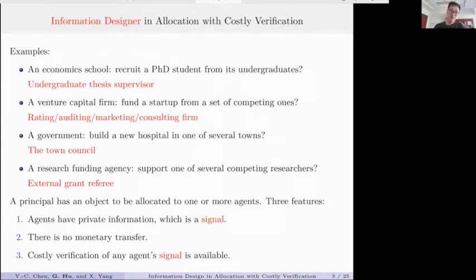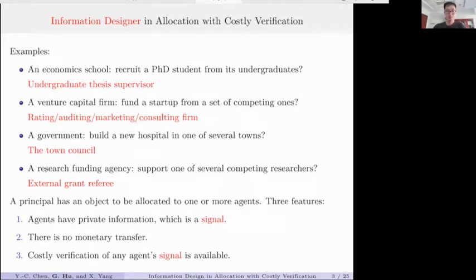And the second feature, there's no monetary transfer. This one is not affected by information design. And the third one, costly verification of any agent's signal is available. So when the principal pays a cost, the principal learns the private signal of the agent, not the real research ability. The real research ability is unknown to everyone.